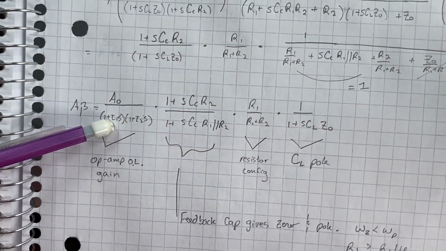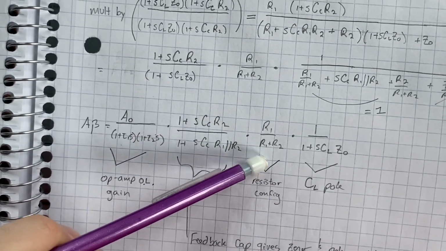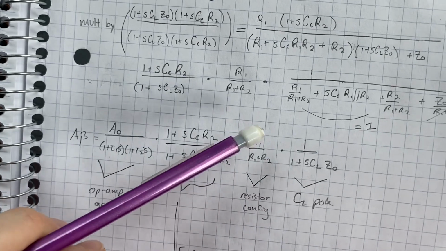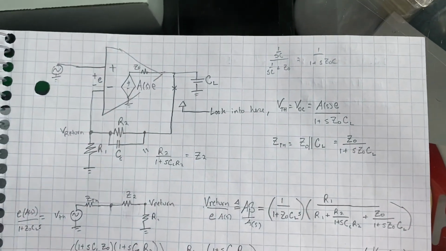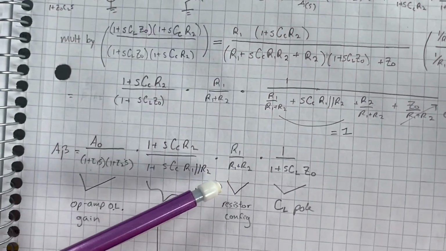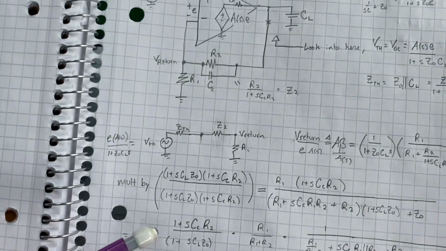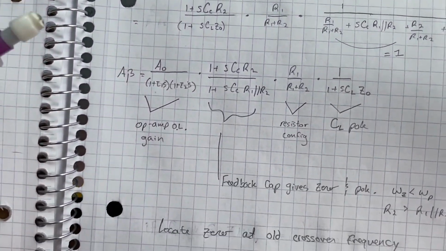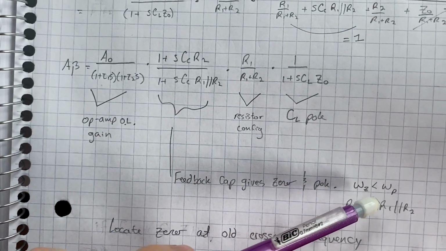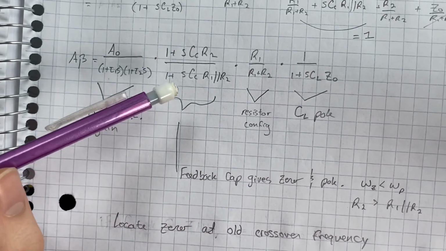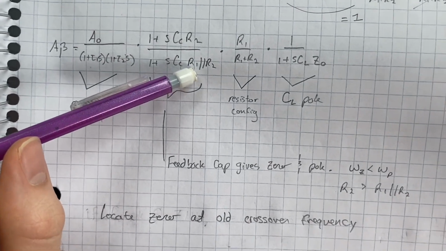We have our open loop op-amp transfer function, which, as we had before, with our resistor configuration. So this is still our DC gain. We have our pole from the load we're driving, this guy. And now we have an extra pole and an extra 0 from our capacitor in the feedback path. And we know that our 0 frequency is always lower than the pole frequency, which is what we wanted, because R2 is always greater than R1 in parallel with R2.